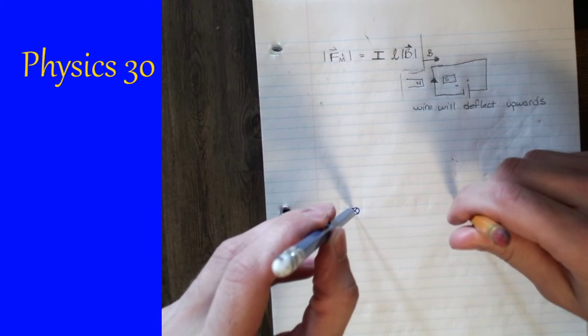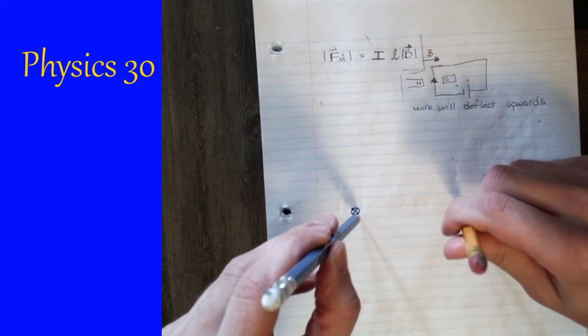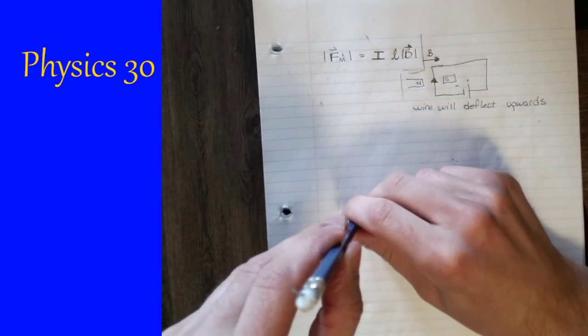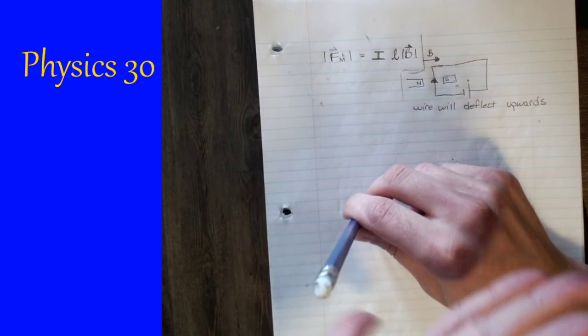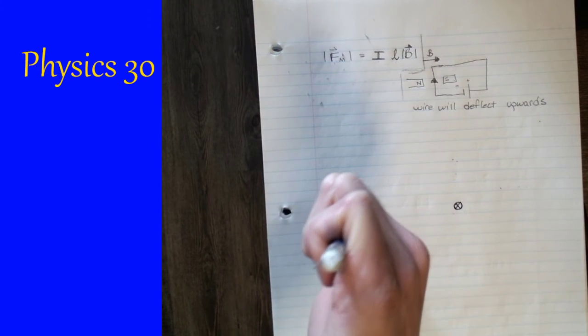Now, the electricity is flowing into the page. The electrons are flowing into the page, is what I'm trying to say. And so we can use our left-hand rule to draw the magnetic field that will be produced on each one.